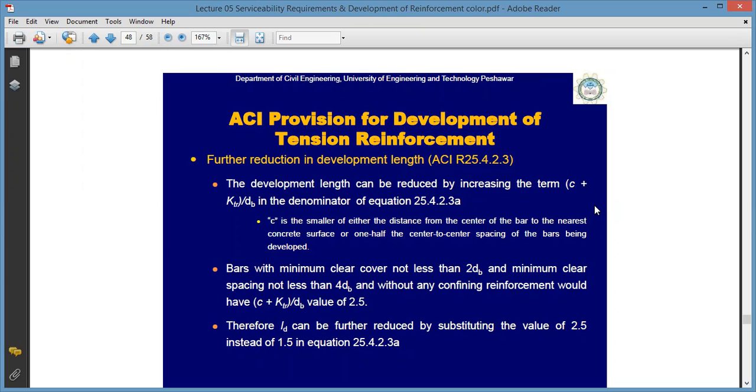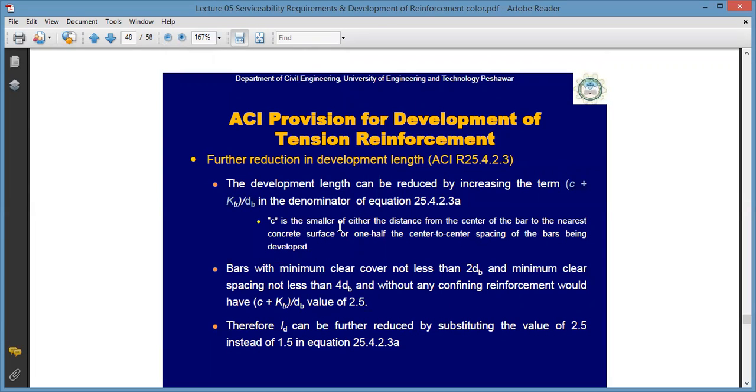The same provision for development of tension reinforcement: further reduction in development length. Development length can be reduced by increasing the term in the denominator of the equation. So in the above equation there was this term, and we mentioned that it should be 2.5. Then later on we reduced this to 1.5 under practical cases of construction, and we can even use 1.